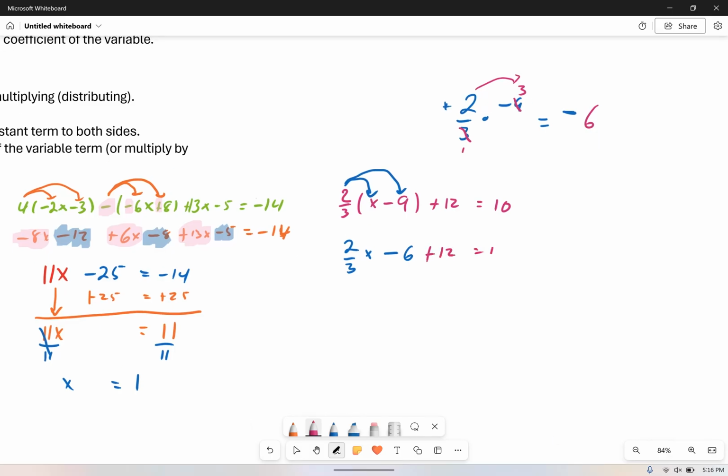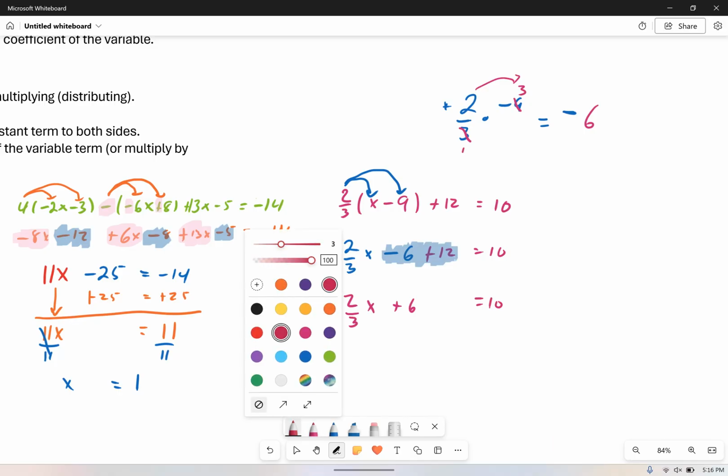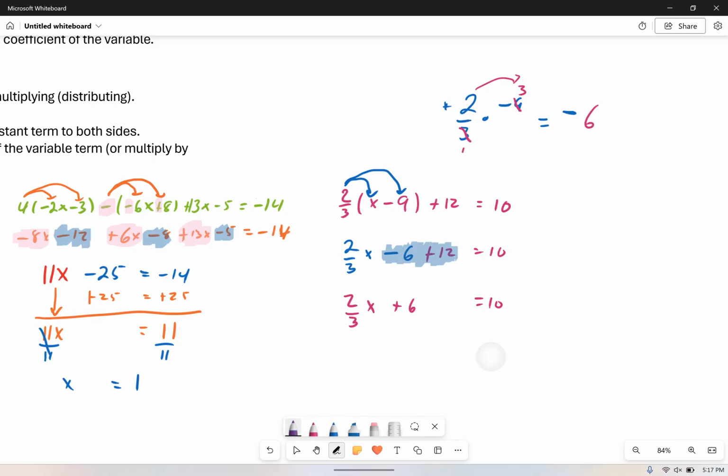Plus 12 equals 10. Well, once again, I had to combine like terms next, which means I'm going to combine those. I get 2/3 x plus 6 equals 10. I'm going to subtract 6 from both sides. I get 2/3 x equals 4.